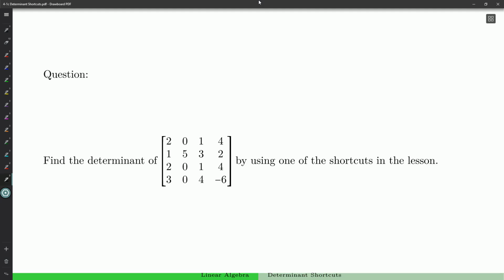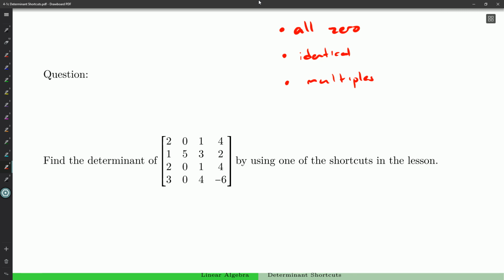Find the determinant of this 4x4 matrix by using one of the shortcuts in our lesson. Okay, so it's always a good idea to stay organized with these as we hunt through our matrix looking for our shortcuts. So let's look for all 0 rows or columns, and we'll look for identical rows or columns, and then we'll look for rows or columns that are multiples of each other. That's usually a good order.